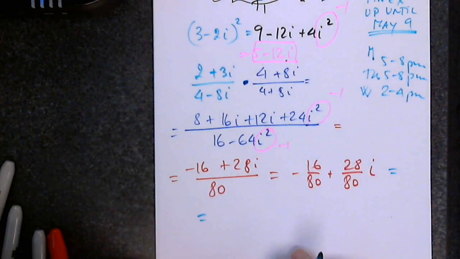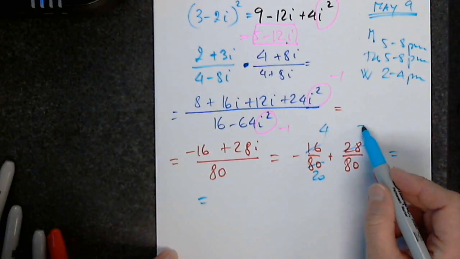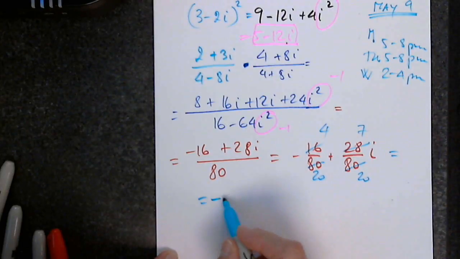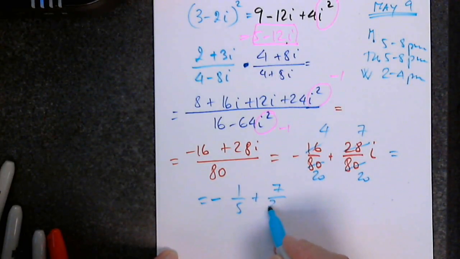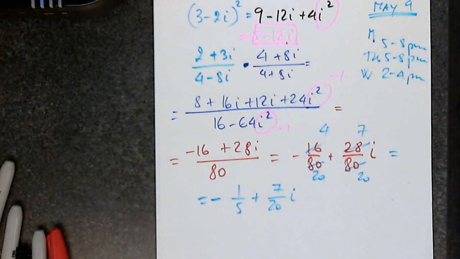Okay, so I'm going to try by 4. And I get 4 and I get 20. By 4 and I get 7 and I get 20. This continues to be simplifiable. So it's negative 1/5. I'll simplify by 4, plus 7 over 20i. Are we okay with complex numbers or do we need something else?